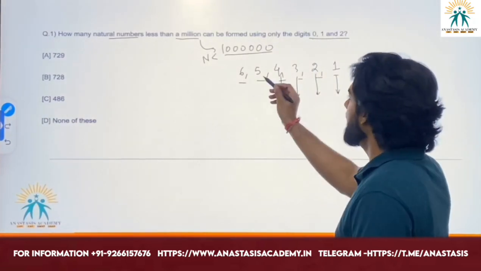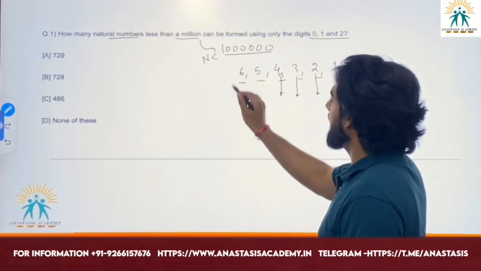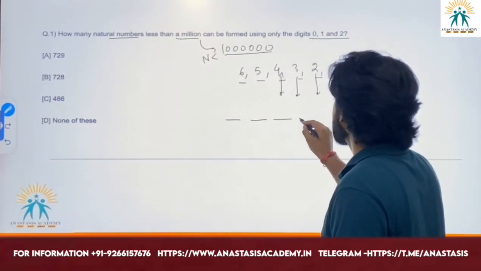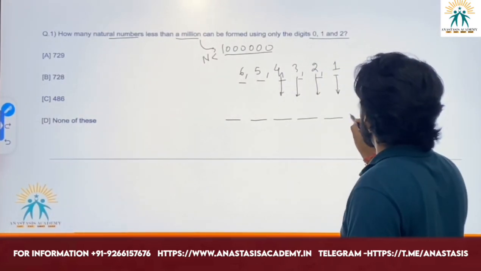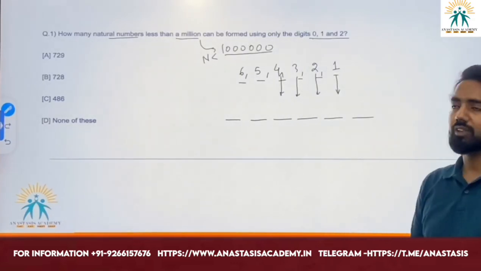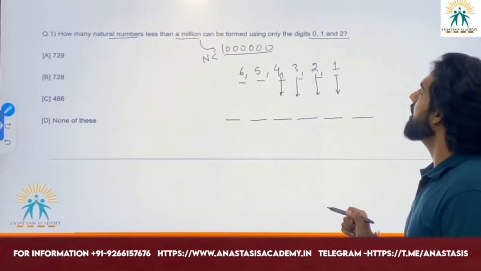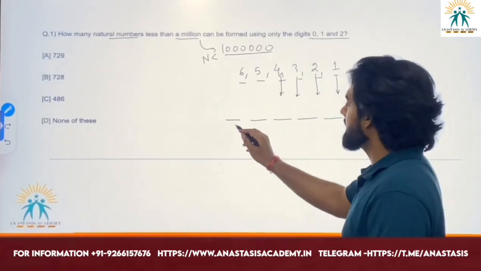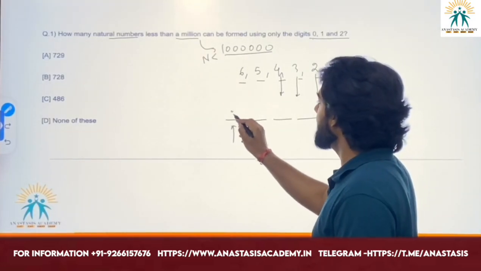Let's just observe, all the numbers which are less than 10 lakh will be of the maximum 6 digits, 1, 2, 3, 4, 5 and 6 digit. Now I can only use 3 digits 0, 1 and 2. So this first place can be filled in 3 ways.